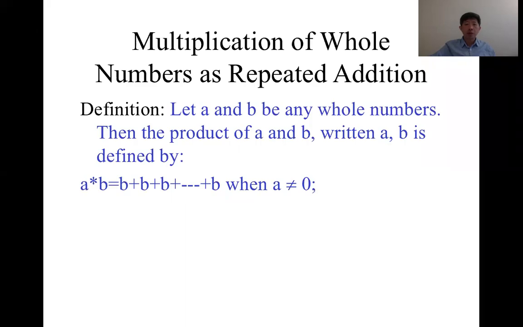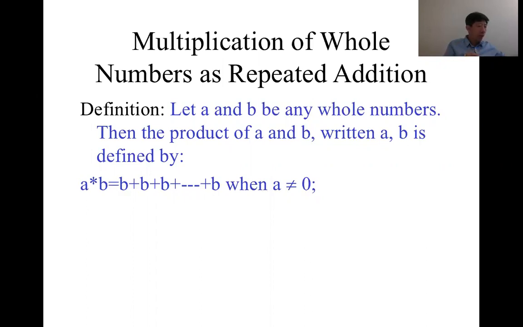Multiplication of whole numbers is repeated addition. Now here's the definition. Let A and B be any whole numbers. Then the product of A and B, written A times B, is defined as B plus B plus B, and so on, A times, when A is not equal to 0.